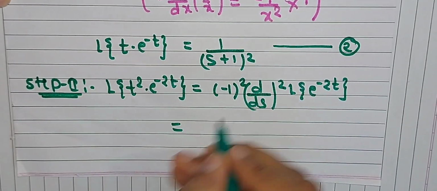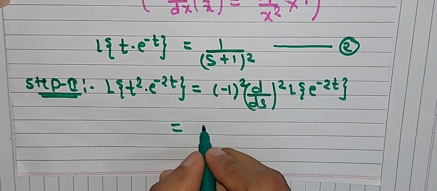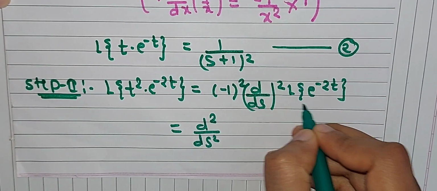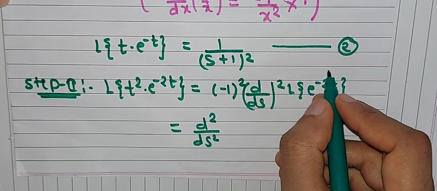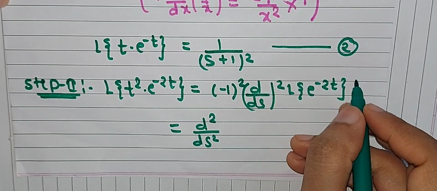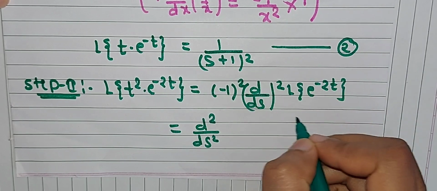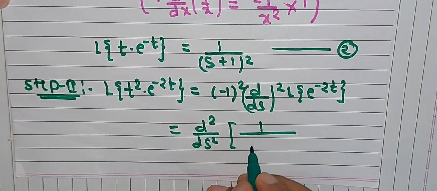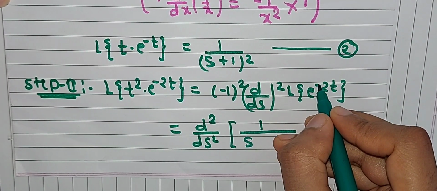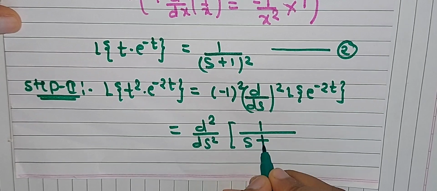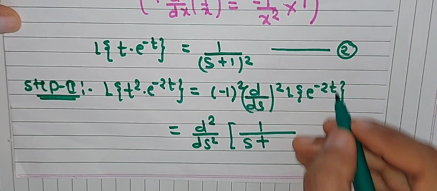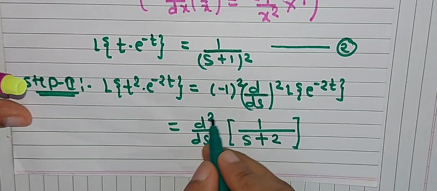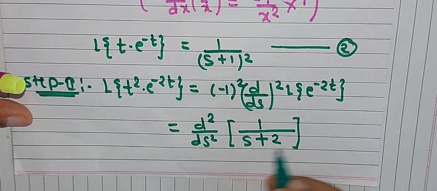Okay, so minus 1 square is of course 1, d by ds raised to 2, that is d2 divided by ds square. And what is the value of this Laplace transformation? Of course we already know its value, because we have already discussed the standard formula of Laplace transformation. So its value will be 1 divided by s. Here t contains a minus sign, therefore write its opposite sign, that is a plus, and t has a coefficient 2, therefore write here 2 as it is. So we have obtained the value, that is d2 divided by ds square into this function.